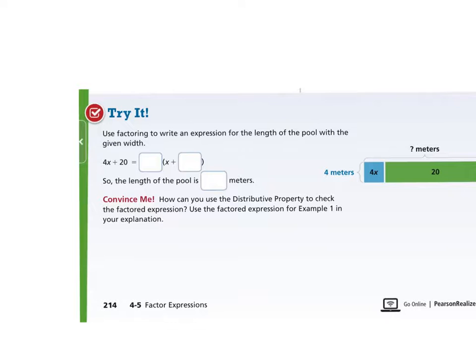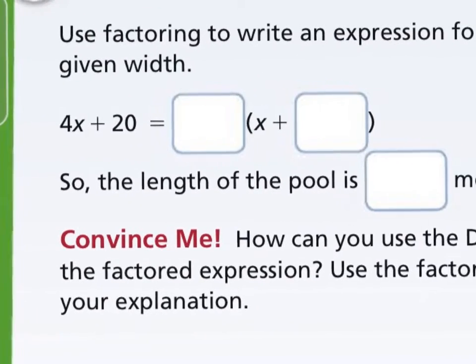So if we look at the try it, they want us to use factoring to write an expression for the length of the pool with the given width. Again, if the picture helps you, you're welcome to use it. As far as I'm concerned, we don't have to use the picture.